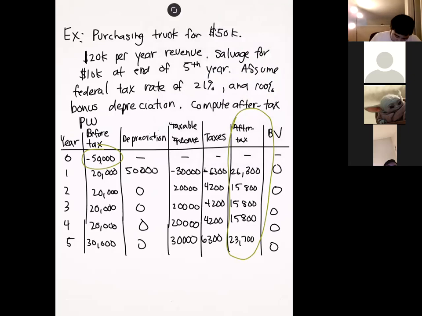Okay. And so just in the interest of time, I'm not going to write out all of the cash flow amounts and all of the conversion factors, just because we've done that so many times now. And so if we run through those calculations, we have an after-tax present worth of $24,348.46.